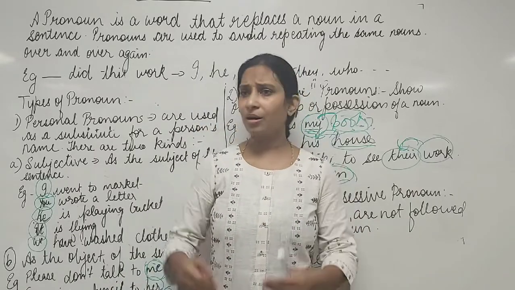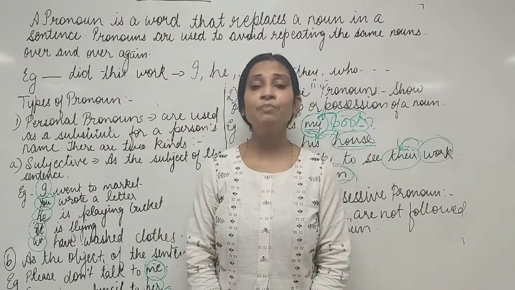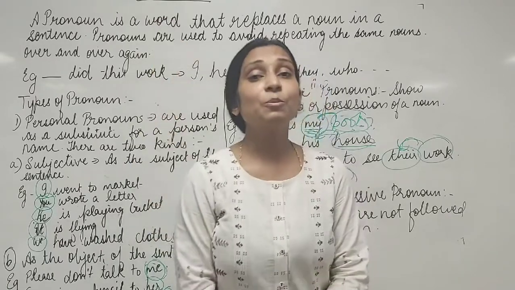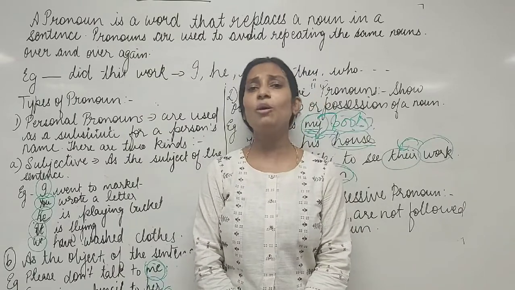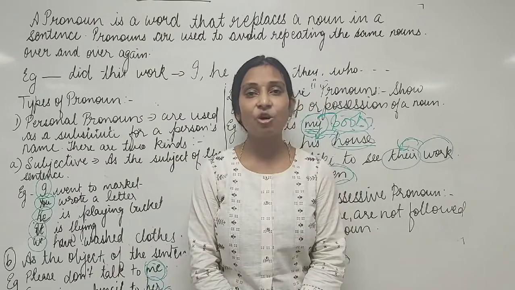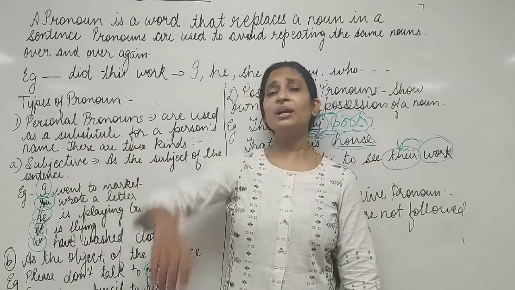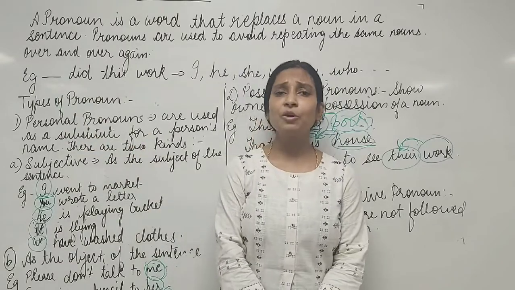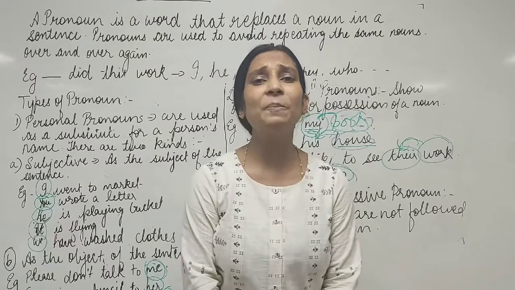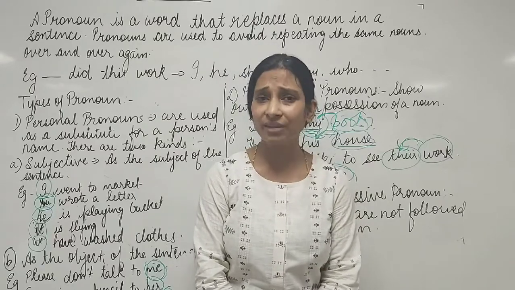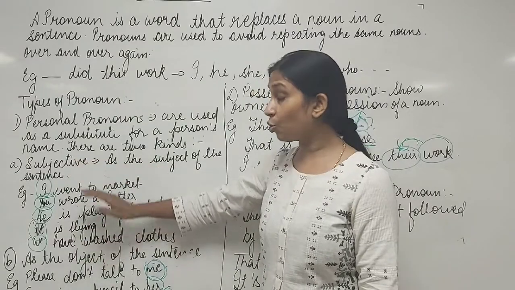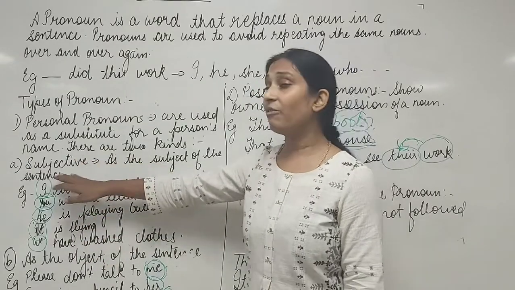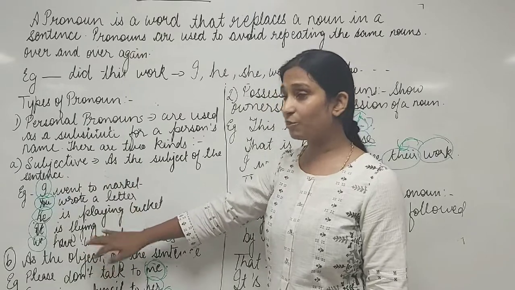A quick recap of the class, children. Pronouns are words used instead of nouns. And why are they used, children? To avoid continuous repetition of nouns. First, we understood personal pronouns. Personal pronouns are those words which replace a name of a person or a thing. Right. Now here we understood two kinds of personal pronouns. One is subjective and the other one is objective.